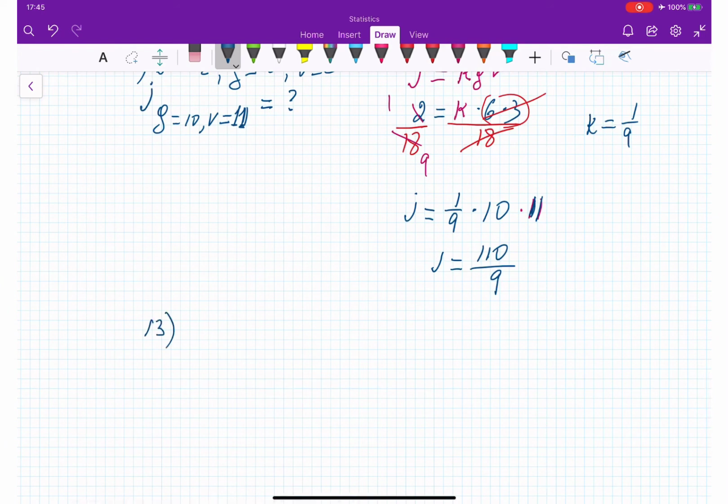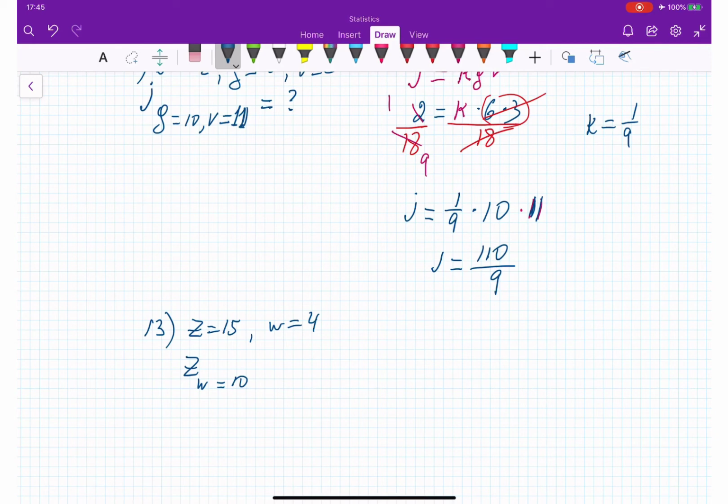Okay, question number 13. If z varies inversely as w, so now we are looking into inverse, meaning the more one variable increases, proportionally the more the other variable decreases. So let's see. If z varies inversely as w and z is equal to 15, then w is equal to 4. We need to find z when w is equal to 10. How are we going to work this out?